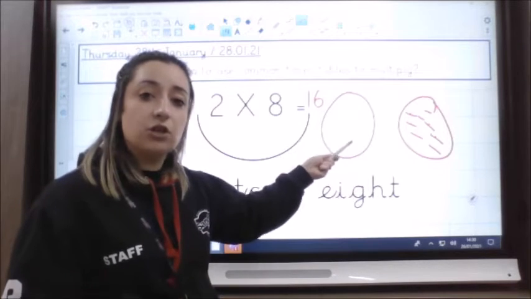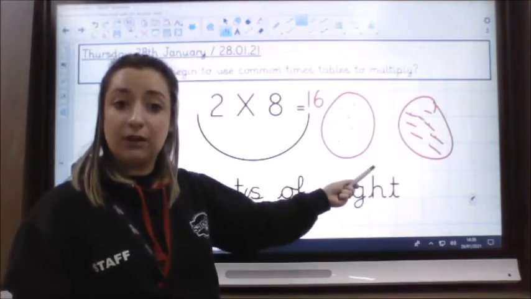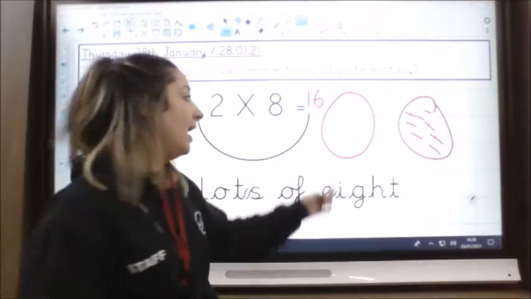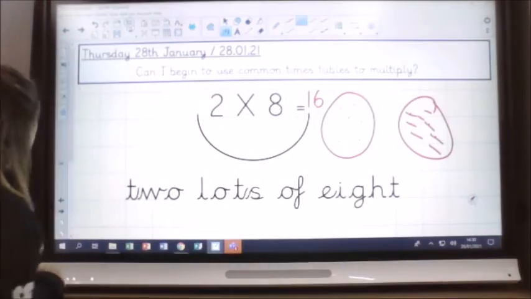Now the reason why I didn't start crossing off in my first group is because I already know that there's 8 in there, because there's 8 in a group. I just counted on from 8. Okay, so now we're going to move on.